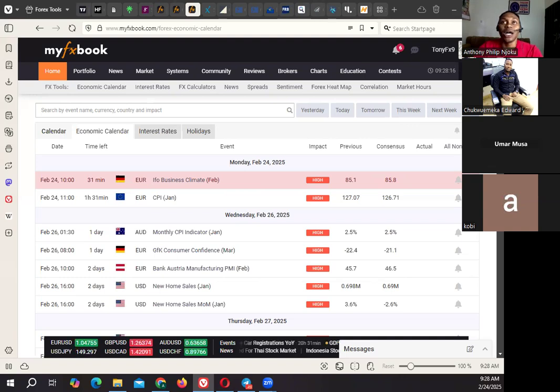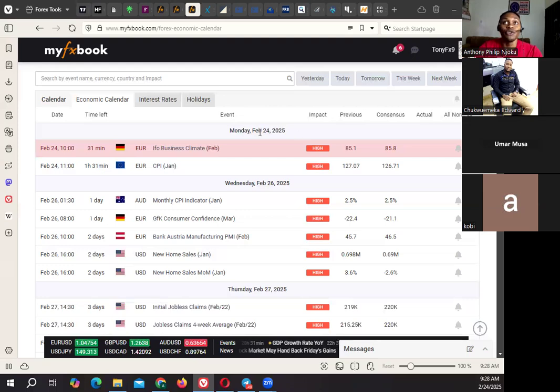So over here is the fundamental breakdown. This is Monday, February 24, 2025. By 10 a.m. West African time, which is in 31 minutes, we have the IFO business climate. This has to do with the business conditions in Germany, to be precise, and whether the businesses in Germany think that the economy is going to be better or get worse. That's just what it means.